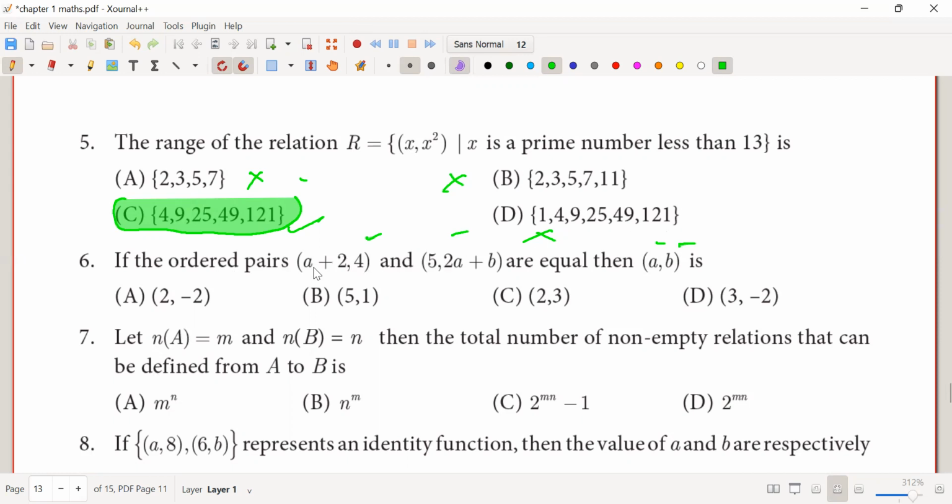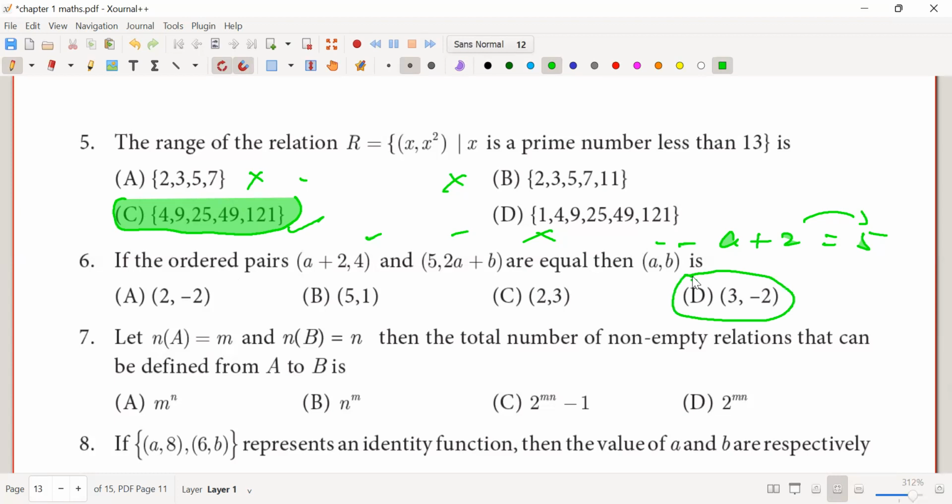So A plus 2 equal to 5. So A equal to 3. Then how to find B? Substituting A to 2A, that's what I told, we should not do that. We found A equal to 3. In only one option, A is 3. So this is the answer.